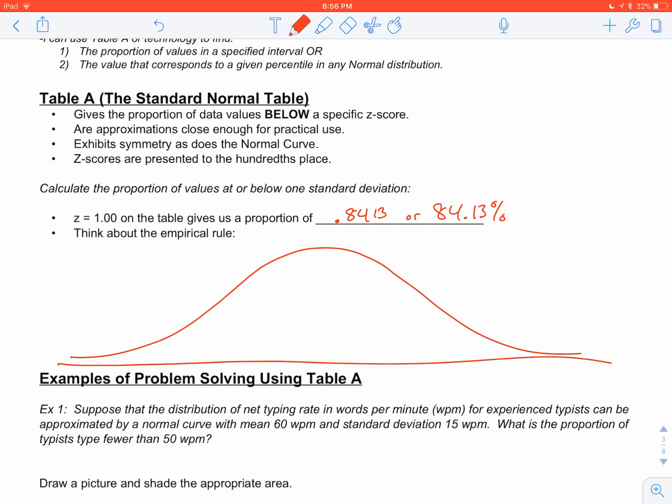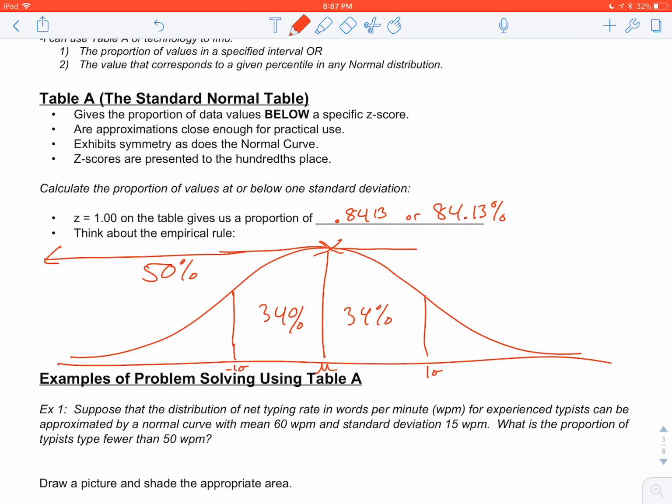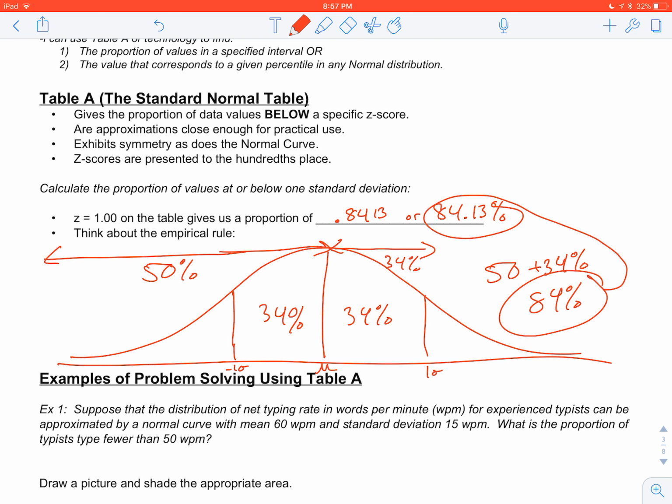Let's think about the empirical rule and make a connection here. If I draw a normal curve, put mu in the middle, let's make one standard deviation on each side. We know for a fact that within one standard deviation, there's 68%, so it's 34% on each side. We also know that the entire curve has an area of 1 or 100%, so all the way to the left up to the mean is 50%, and we just defined up to one standard deviation is 34%. That means your total all the way up to one standard deviation is 84%, which matches this number we found from the table. Now, obviously, the table is a lot more accurate. It has the nearest 10,000ths of a proportion, but it displays the empirical rule perfectly.